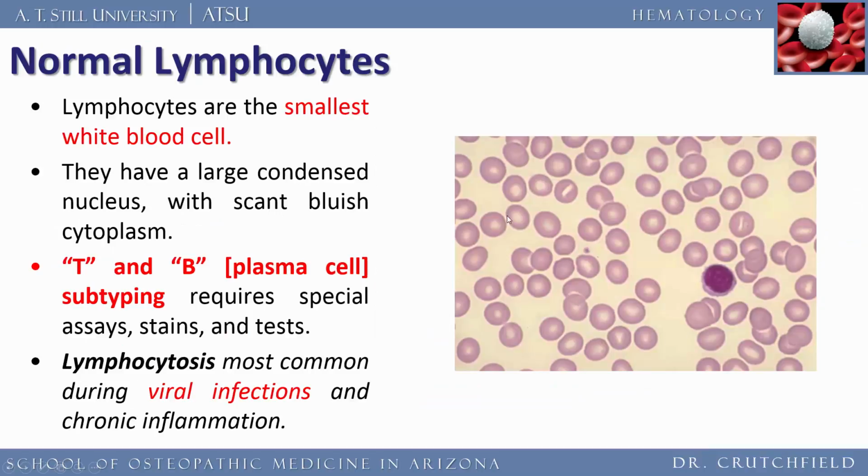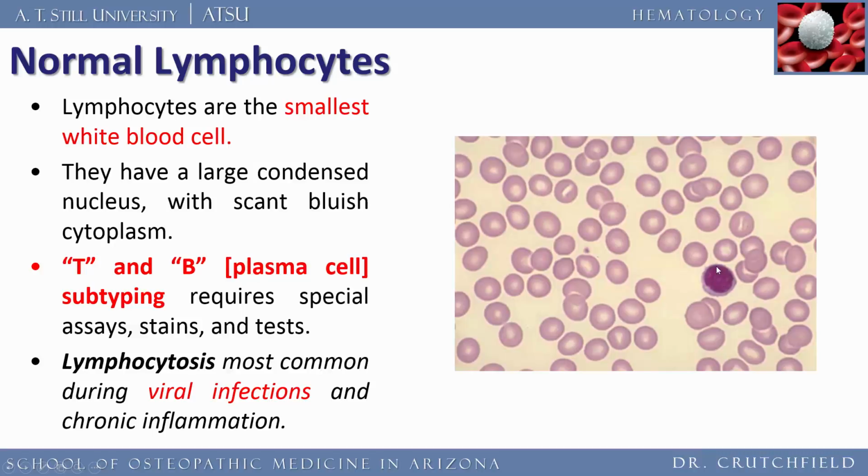So now let's look at some normal white cells. These are lymphocytes. Now, lymphocytes are agranulocytic. These are the smallest white cells. They have a large condensed nucleus with just a little bit of cytoplasm. So giant nucleus, little bit of cytoplasm. So here is a lymphocyte.